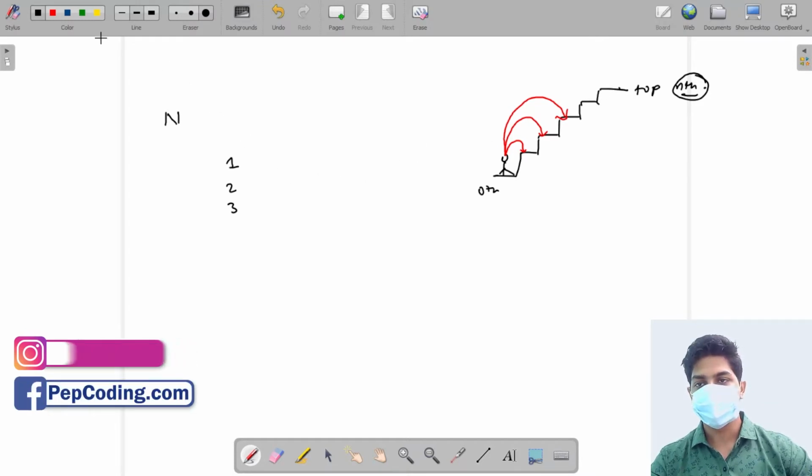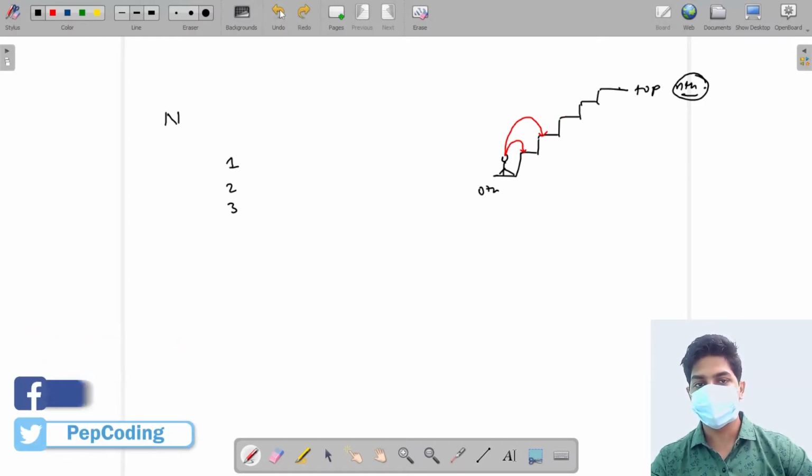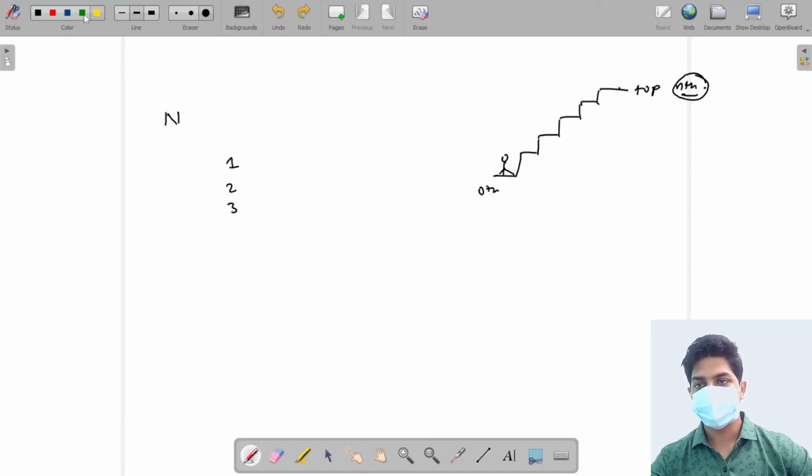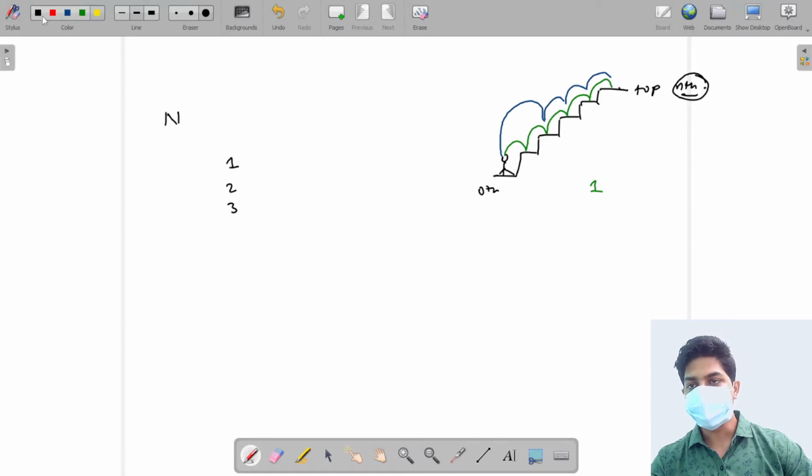What they mean by number of different paths is that one path could be something like this: this person takes a jump of 1 unit, then again 1 unit, again 1 unit, 1 unit, and 1 unit, and reaches the top. This is one path. Another path could be that this person takes a jump of 2 units first, then takes 1 unit, 1 unit, and 1 unit. This is also a path. In this way we have to print the total number of paths via which this person can reach the top.